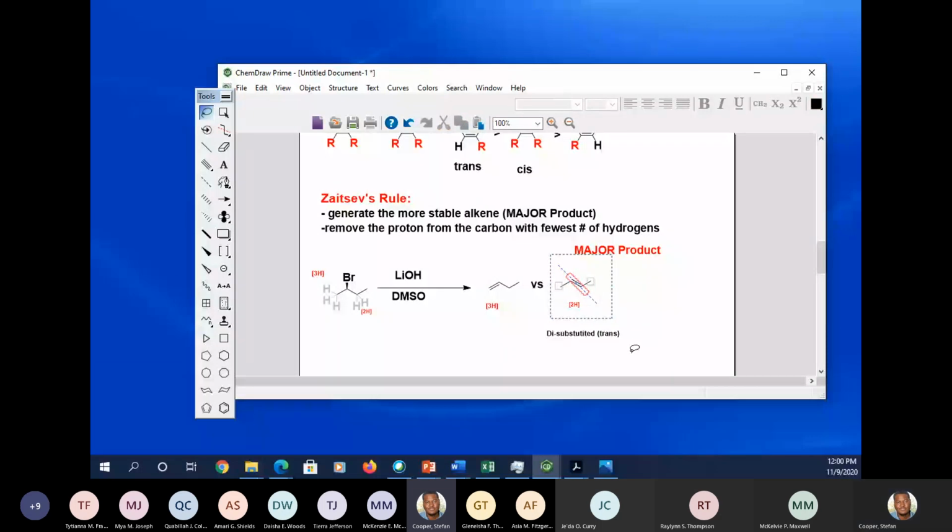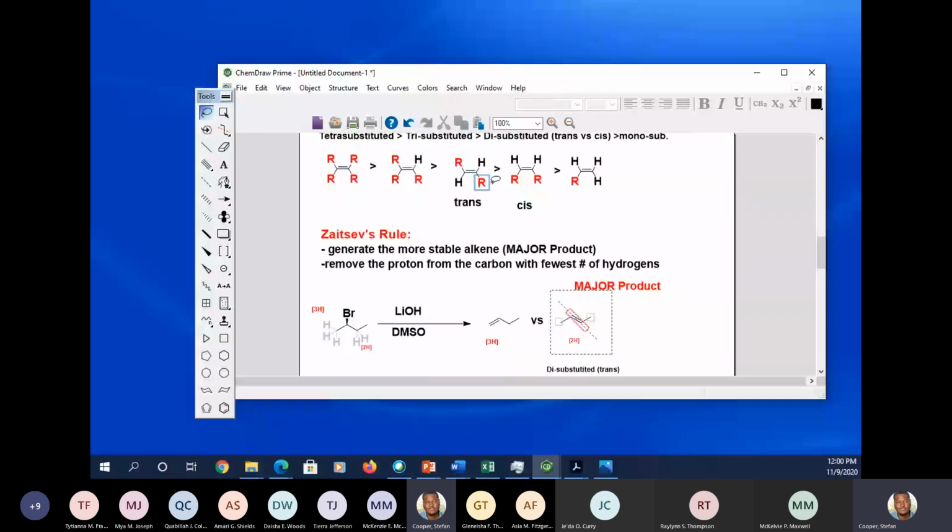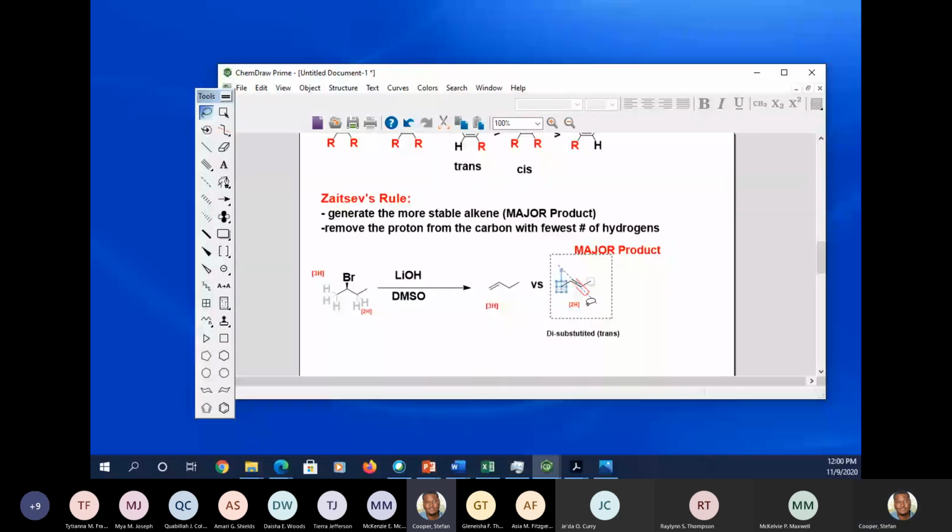Does that help? We're going to do some more work with cis and trans, but I'm hoping that these are straightforward right now. If they're opposite to each other across a double bond, they're trans. If they're on the same side, they're cis. They're not on the same side here, so they're trans to each other. Okay, good.